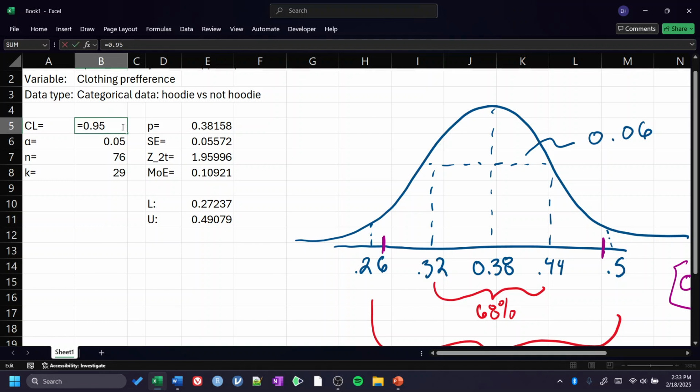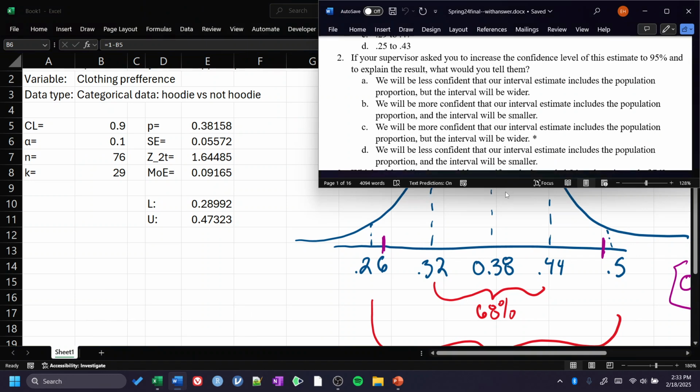So our confidence interval has gotten wider as we made our confidence level wider, which means, yeah, if you want to be more confident about your results, you have to widen out your interval. So let's take a look at what our options for our answers are here.